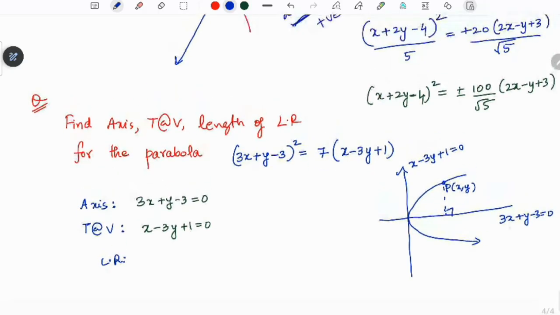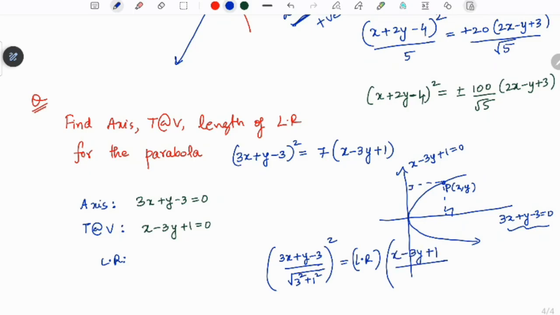The perpendicular distance from a point to this axis, squared, that is (3x + y - 3) divided by root of 3 square plus 1 square. This is the perpendicular distance, right? I am removing the mod, no problem. It is equal to the latus rectum multiplied by the perpendicular distance from this point to the tangent at vertex, that is (x - 3y + 1) divided by root of 1 square plus 3 square. This should be the equation setup. Then I can see what the latus rectum is.